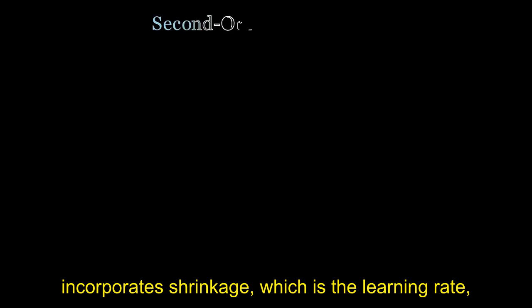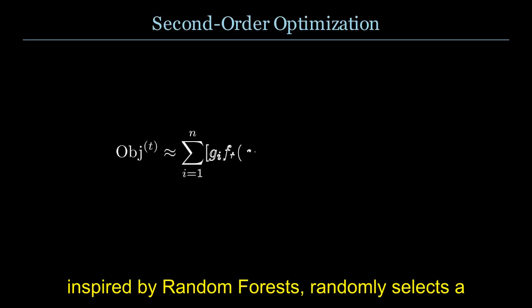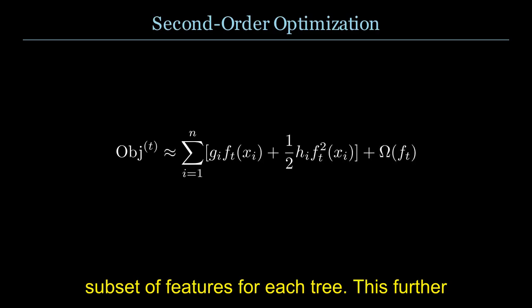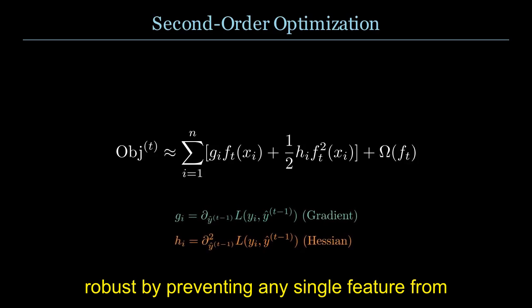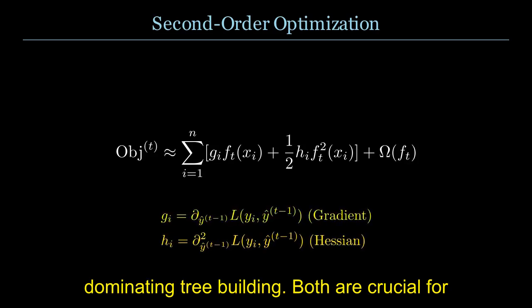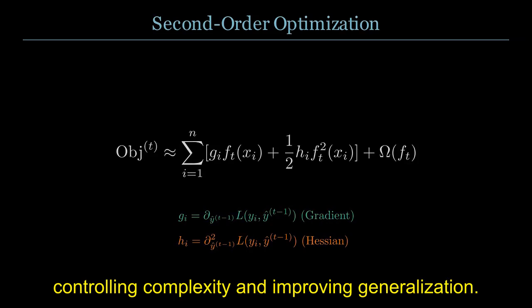XGBoost incorporates shrinkage, which is the learning rate, and adds column subsampling. Column subsampling, inspired by random forests, randomly selects a subset of features for each tree. This further reduces overfitting and makes the algorithm more robust by preventing any single feature from dominating tree building. Both are crucial for controlling complexity and improving generalization.